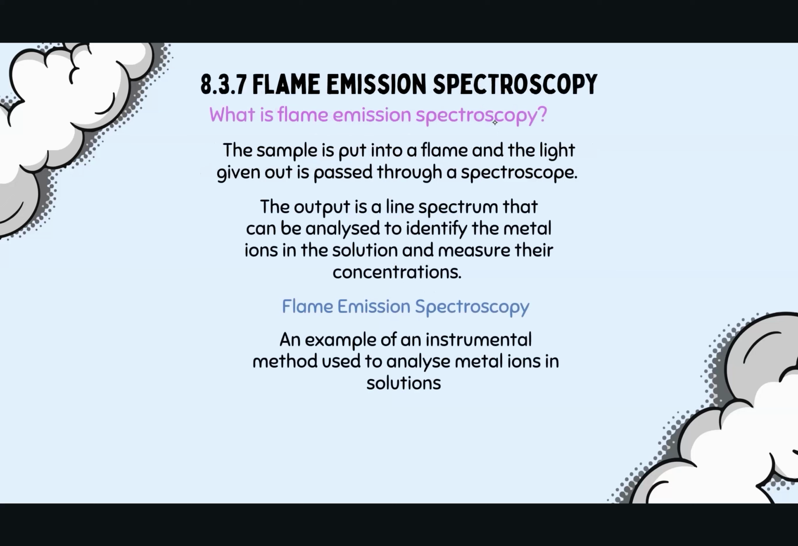So what is flame emission spectroscopy? The sample is put into a flame and the light given out is passed through a spectroscope. So again, it's burnt, but the light given out goes through a spectroscope, and the output is a line spectrum that can be analyzed to identify the metal ions in the solution and measure their concentrations. Now, this is something that we'll look at in a bit more detail when we do the pre-exam workshop, but I would advise having a look at some past paper practice questions.